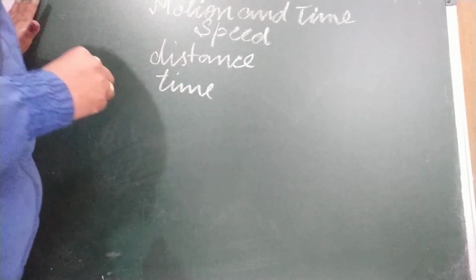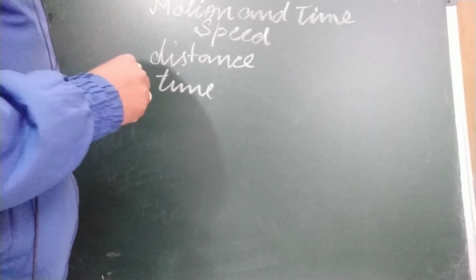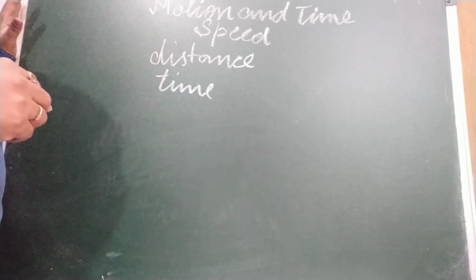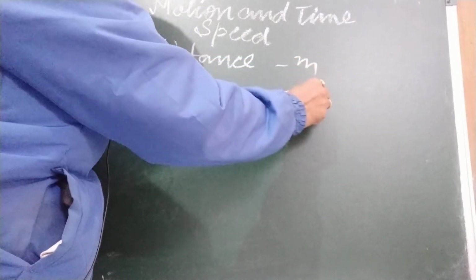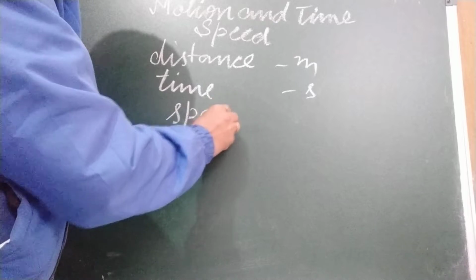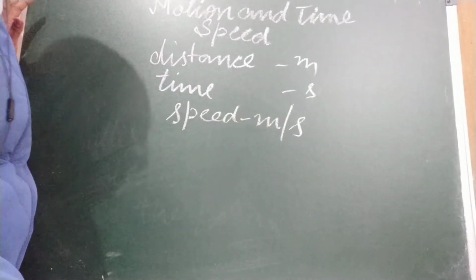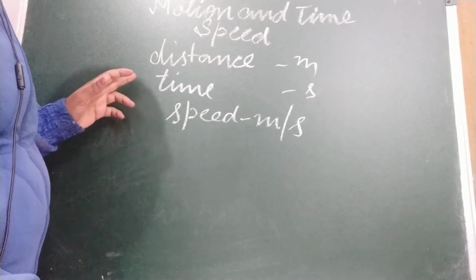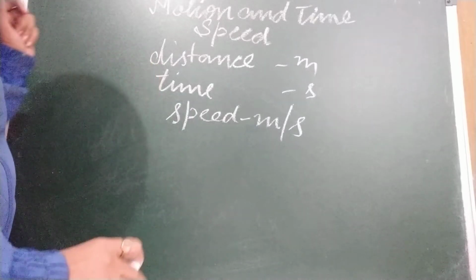What is the standard SI unit for speed? Meter per second. As we know, SI unit for distance is meter and for time is second. So SI unit for speed is meter per second. Okay, if we need to find out the speed, what two things do we require to know? First, as I told you, distance, and second, time.